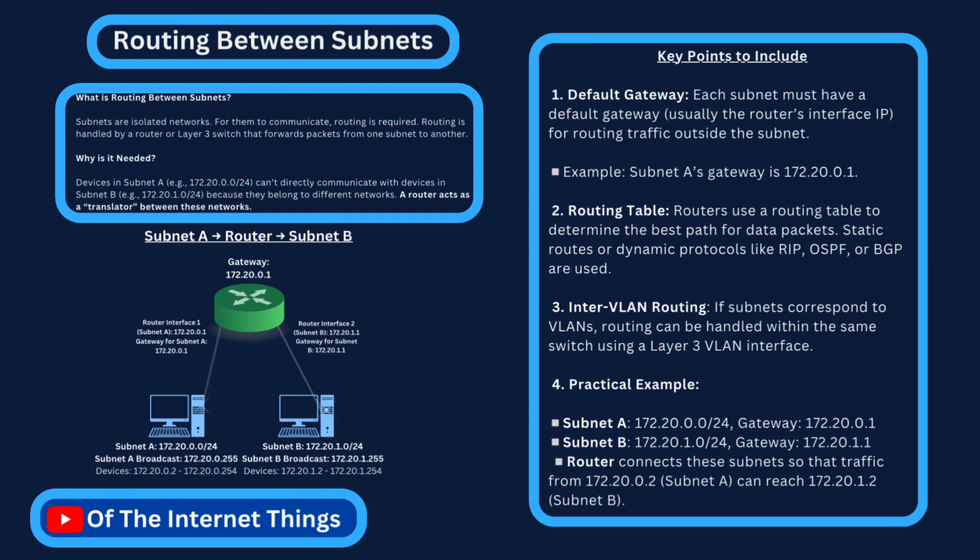Routing between subnets. Subnetting isolates networks, but how do they talk to each other? Enter routers and layer 3 switches. These devices act like translators between subnets. Each subnet has a gateway, like a border checkpoint.